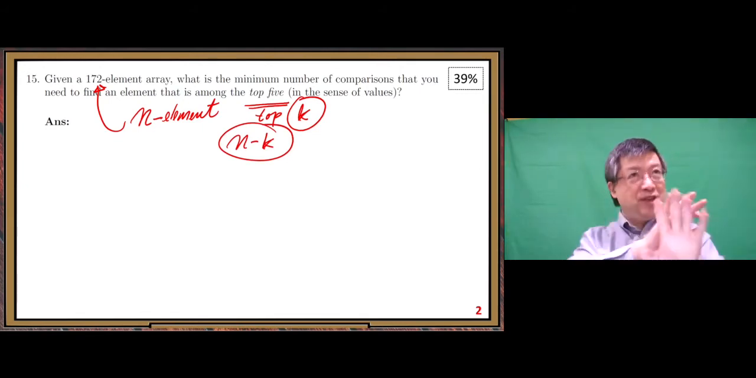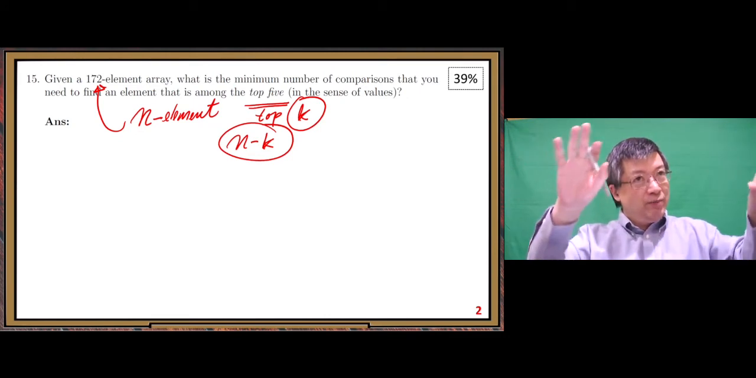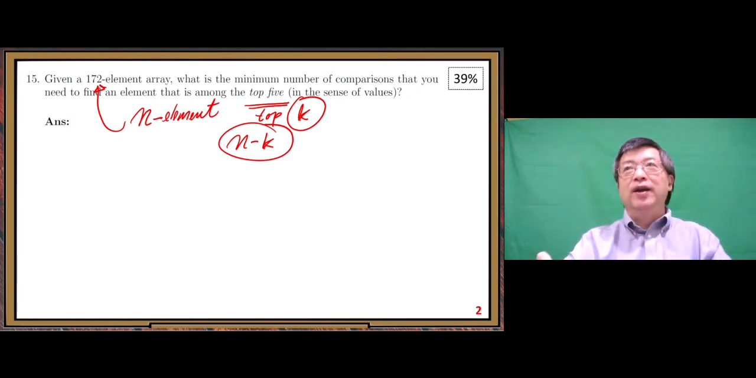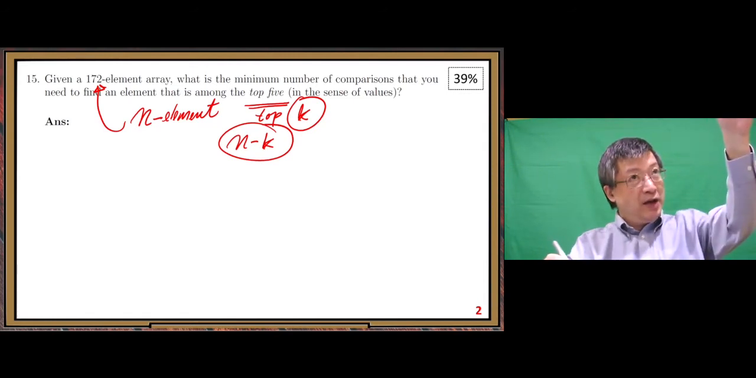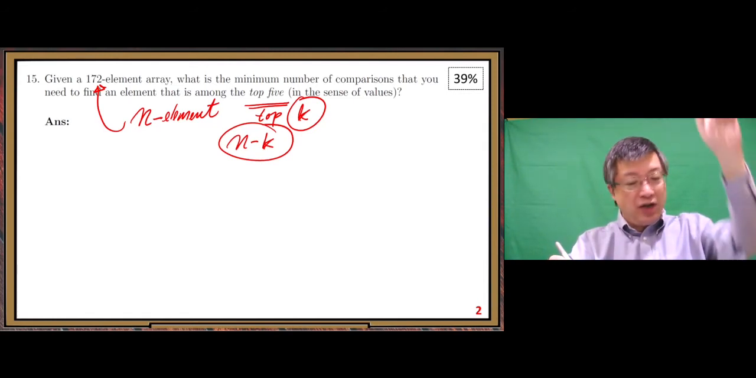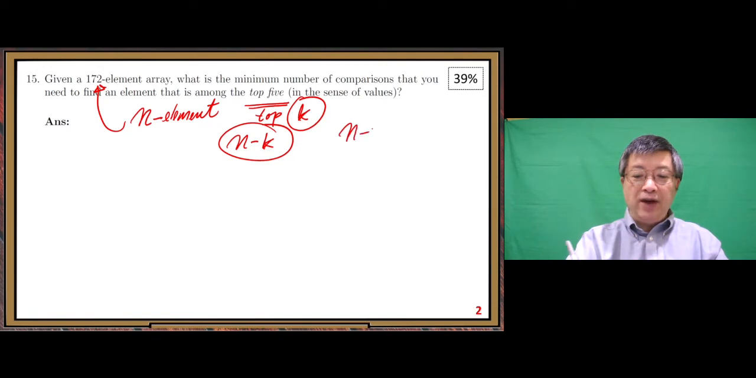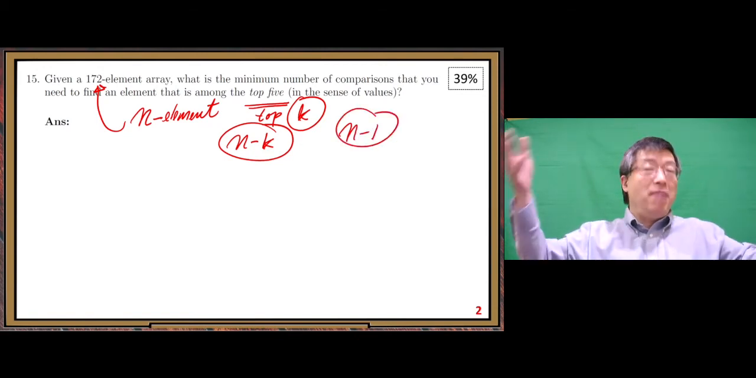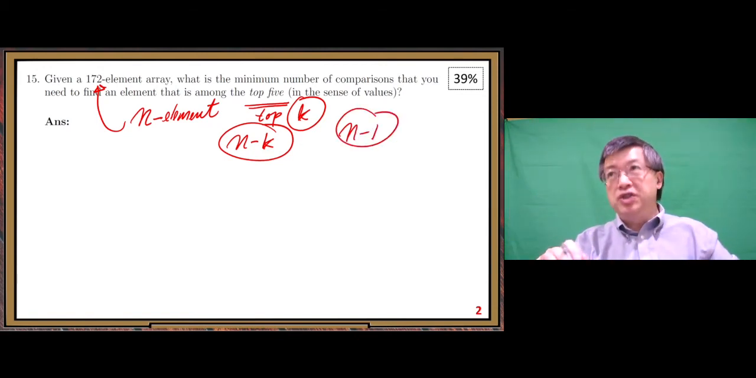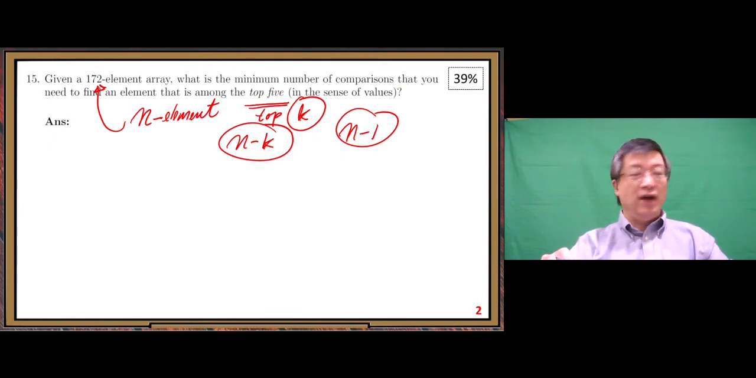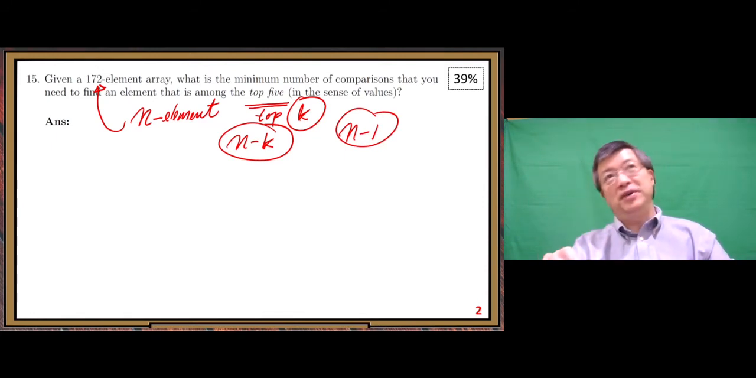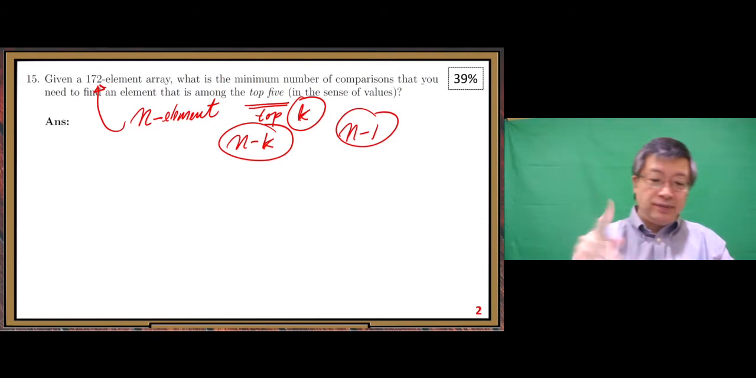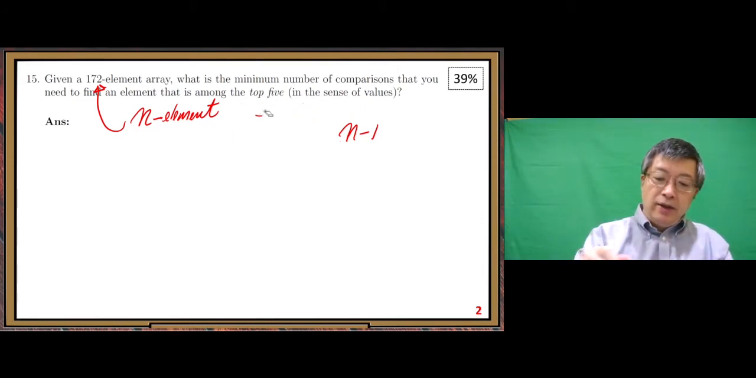Using the same solution, but we generalize a little bit. You can verify it: when k equals 1, let's find the largest element, your formula is n minus 1. That matches our existing solution. So you can see the general case. Next question.